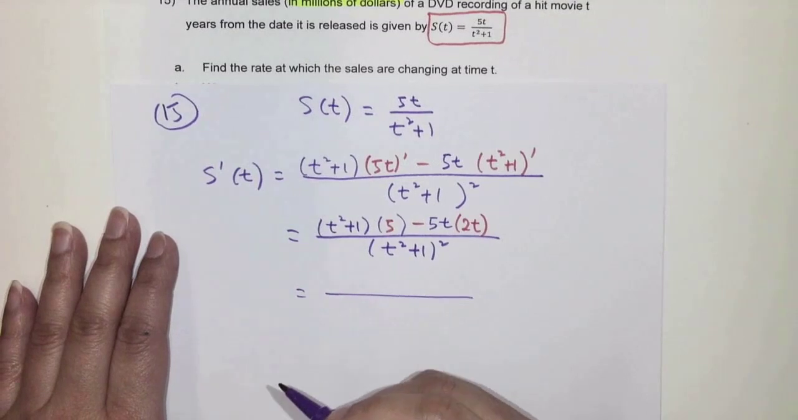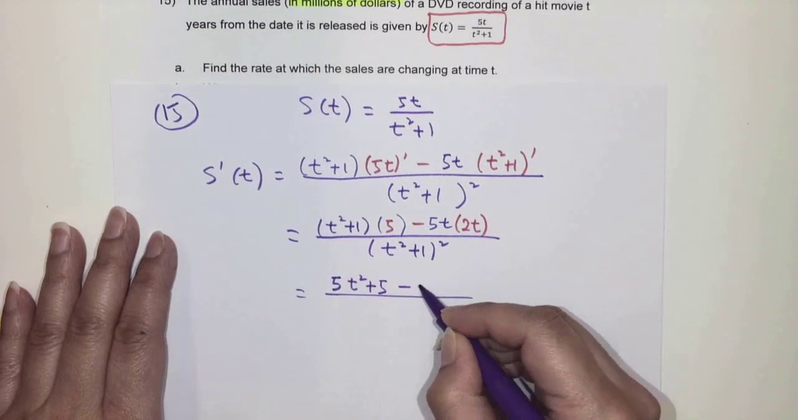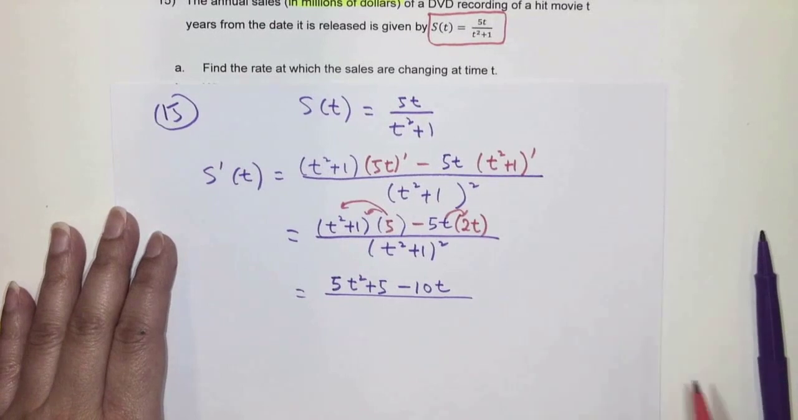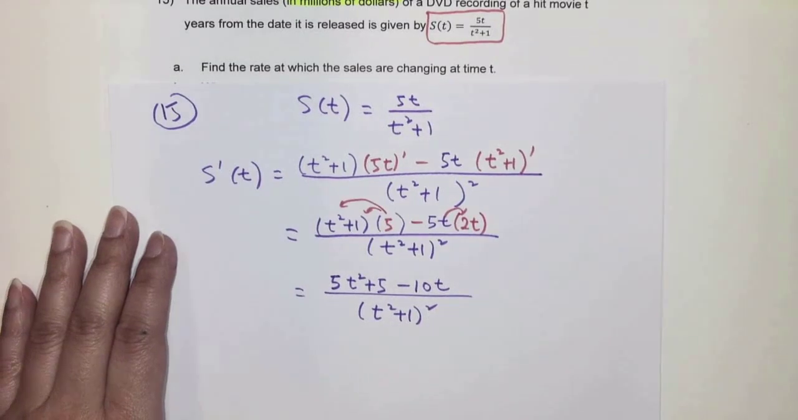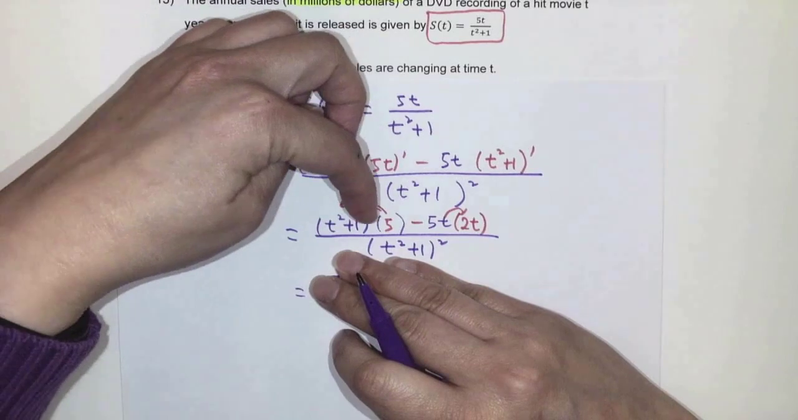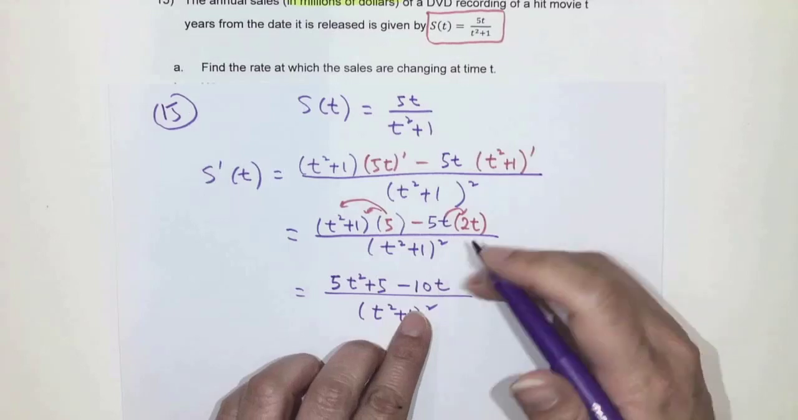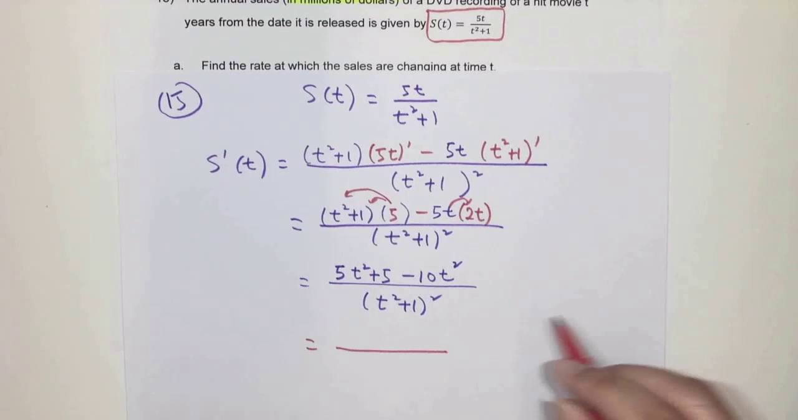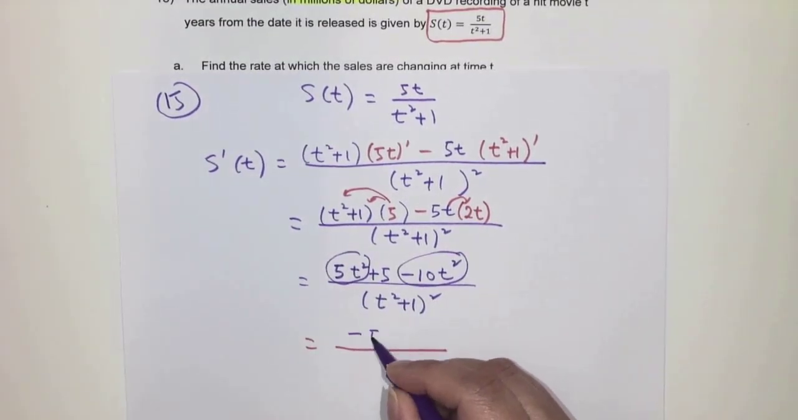So this would be 5t squared plus 5 minus the 10t, because this is distributed like that, and this multiplied together. And at the bottom we have t squared plus 1 squared. So when you distribute, this is 5t squared plus 5. And then minus 5 times 2 is 10t, and t times 2t would be 2t squared. Okay, so we can combine some terms. We have 5t squared minus 2t squared would be a negative 5t squared.